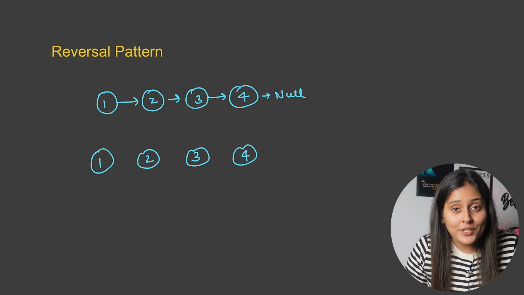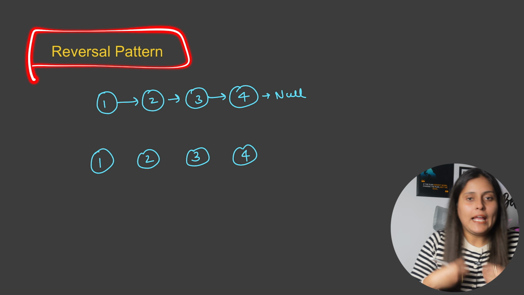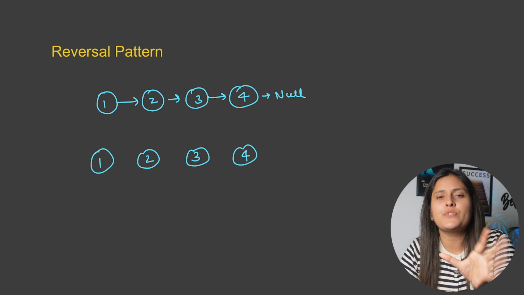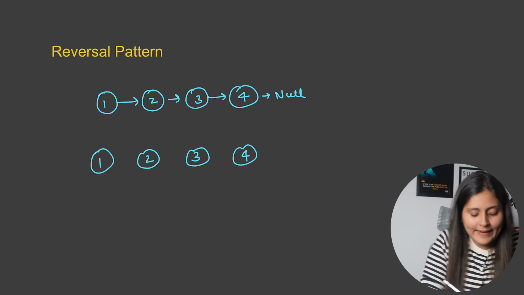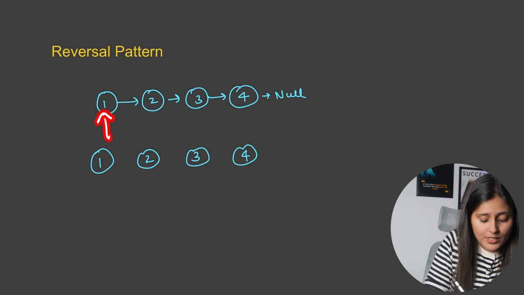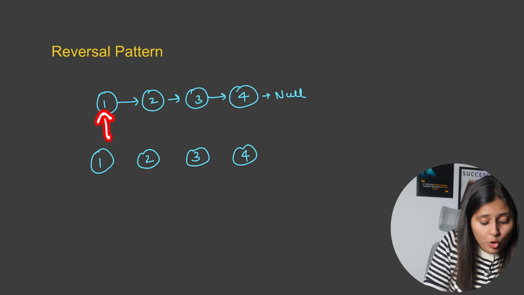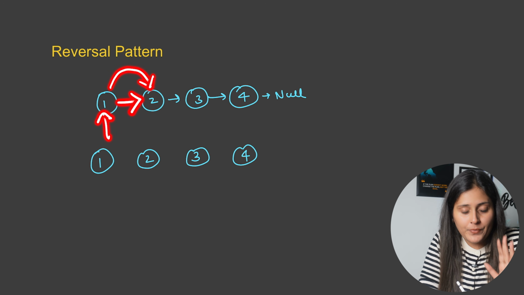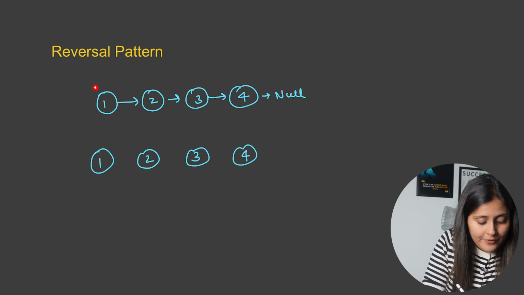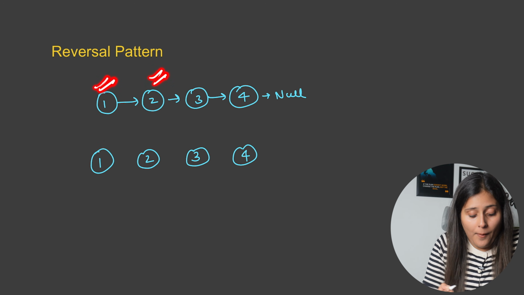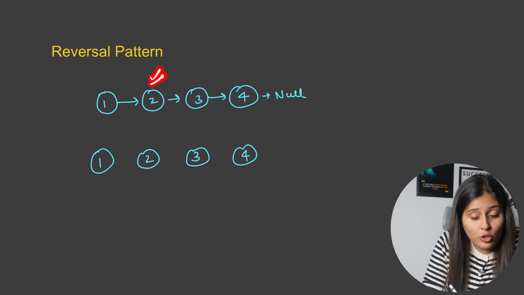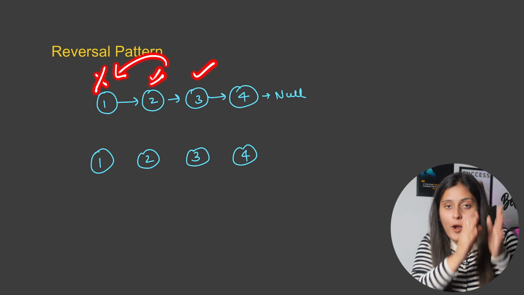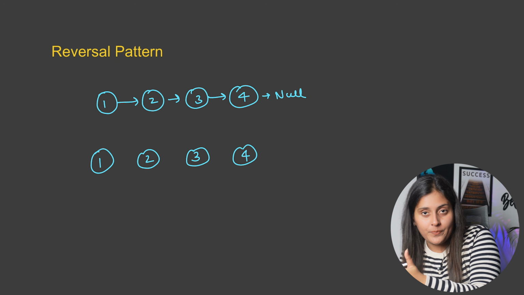Now another very important pattern is the reversal pattern. In linked list, if you know this pattern, trust me, you can solve almost 50% of the linked list questions. You know in linked list, if we are at this head pointer or head node, we can go to the next node because the next pointer is pointing to the next node. So if we are at 1, we can go to 2 only. But if we are at 2, we can go to 3 and we cannot come back to 1 again because the pointer is pointing to the forward node.